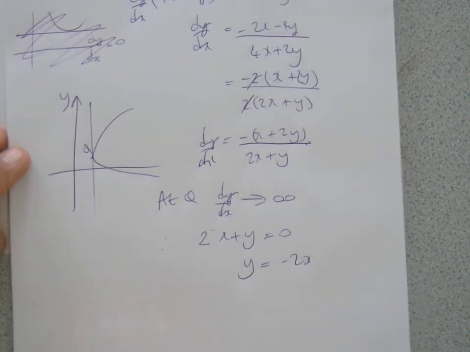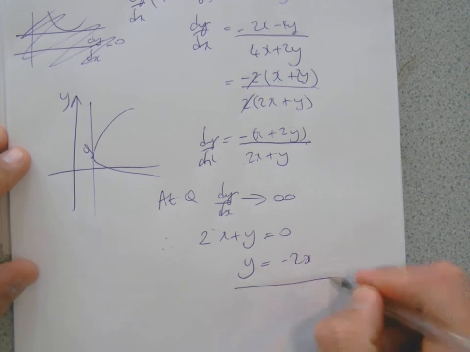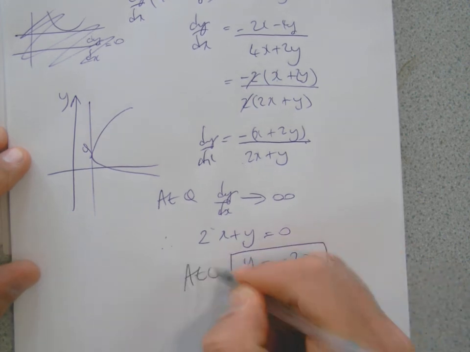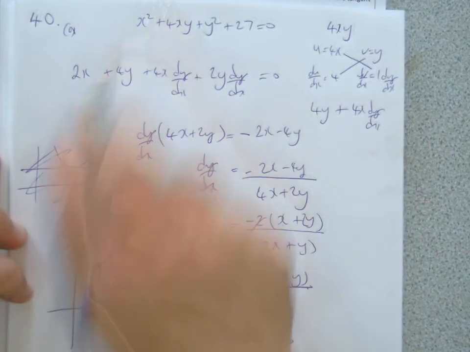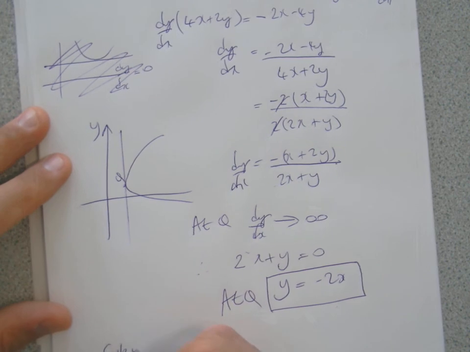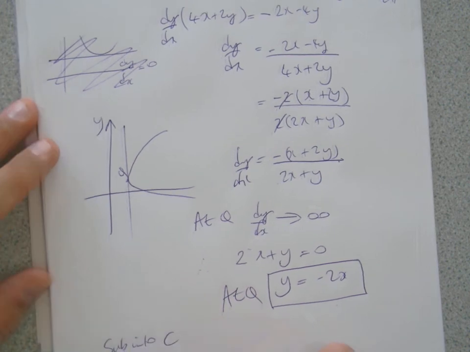And it says then to find the coordinates of Q. What you do then is, because we know this is true at Q, we sub this back into our original curve, which is way up here in the question. So we just say, look, sub into C, I think that's what they call the curve.